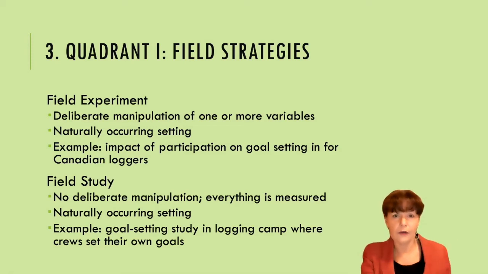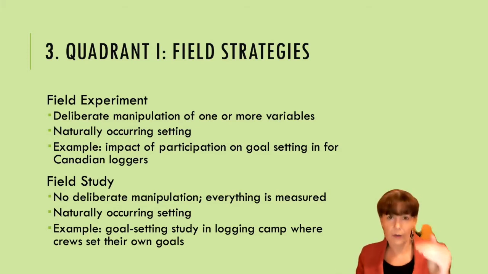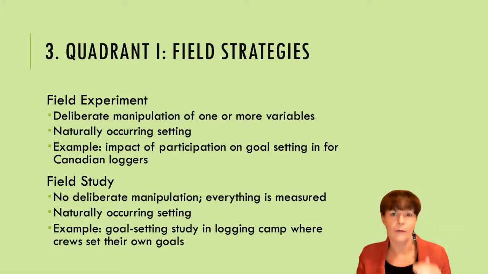So low on generalizability, high on realism, on context. Field experiment, quite okay with precision, not perfect, but quite okay. Field study, quite low on precision of measurement of behavior. So that's quadrant 1, the field studies.